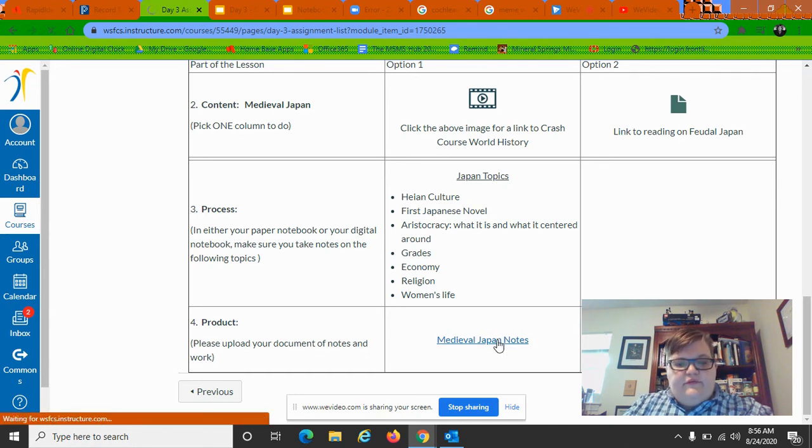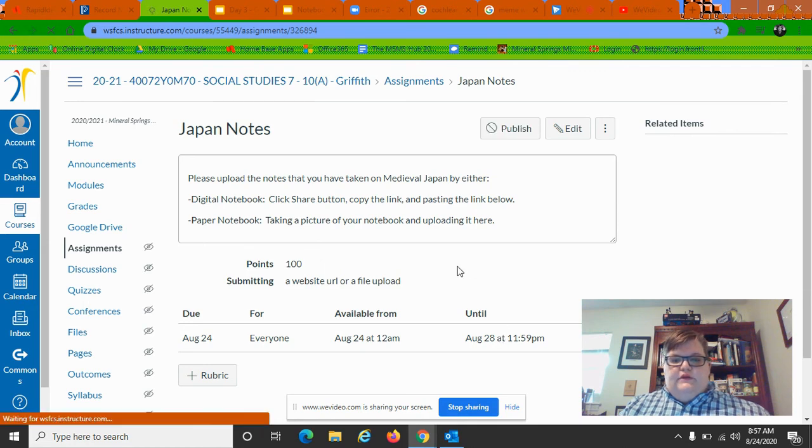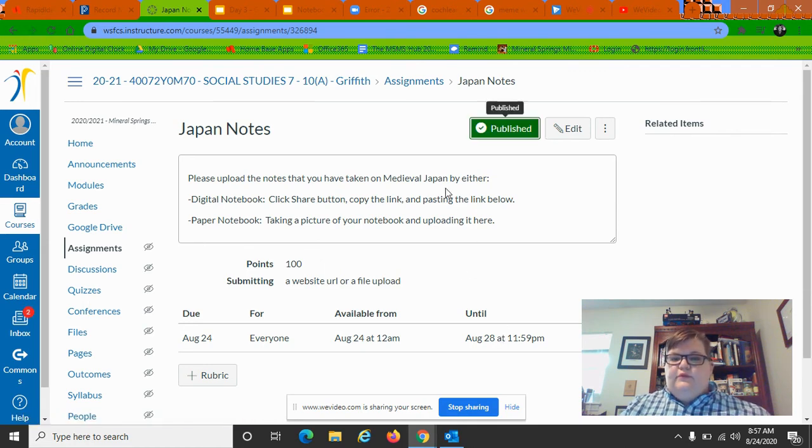You have two ways of doing this. You can either upload the digital notebook by clicking the share button, or in your paper notebook, take a picture of your notebook and upload it there.